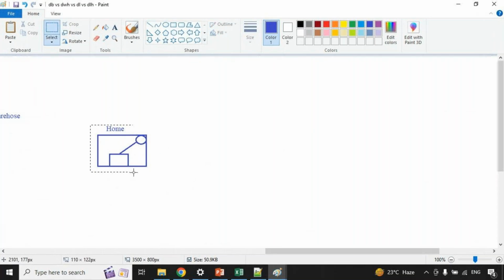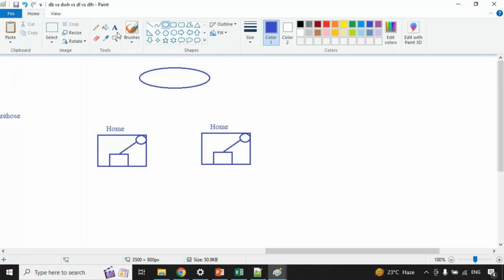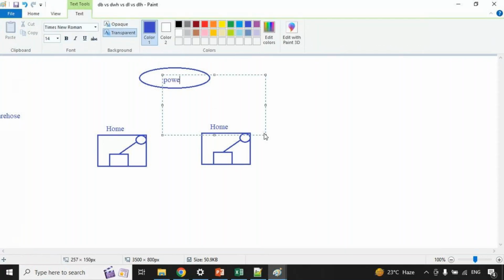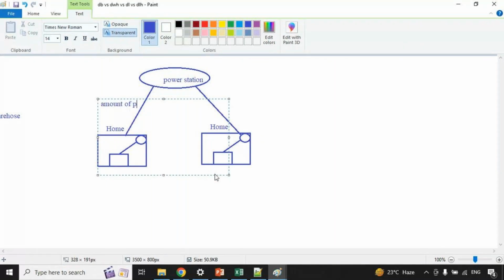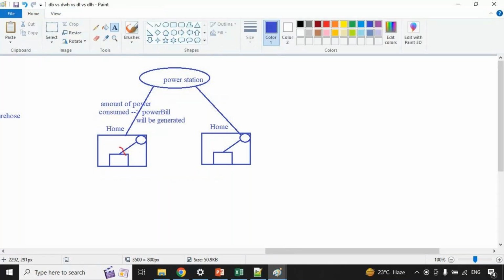Similarly, my colleagues at their homes are using laptops, and they get power from the power socket. There will be a power station in your village, and your home gets power from the power station. Based on the amount of power consumed, the power bill will be generated. If you consume more, the bill will be higher.